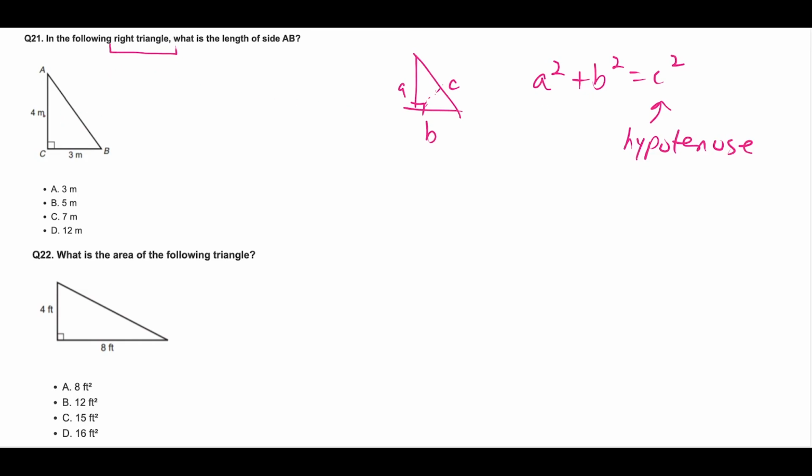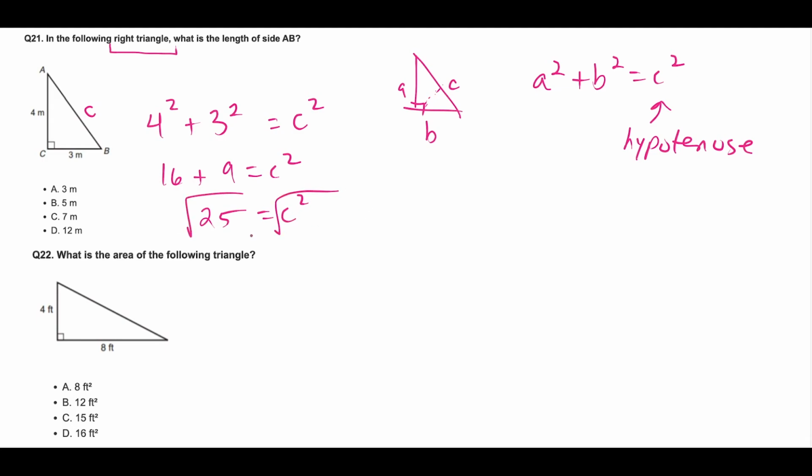So if you think about it here, we could say 4 squared plus 3 squared and call this side c is equal to c squared. So when we work this out, remember when we do exponents before addition, we have 16 plus 9 equals c squared. 16 plus 9 is 25. And if you want to solve for c, the opposite of squaring something is taking the square root. And the square root of 25 is equal to 5. So the missing side is 5 meters.